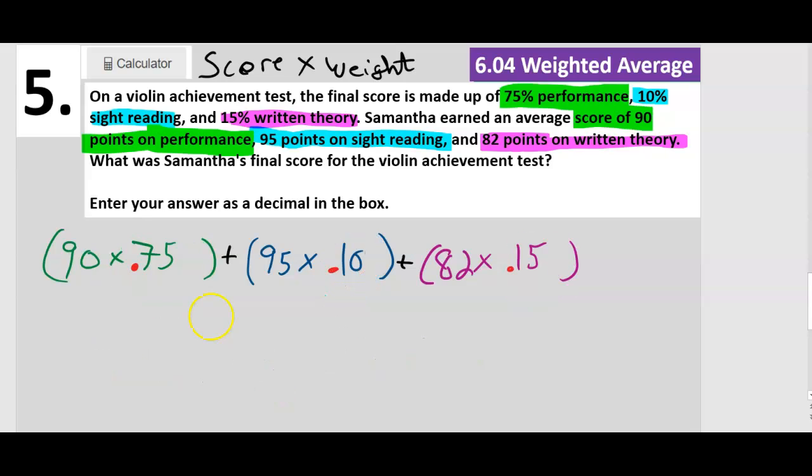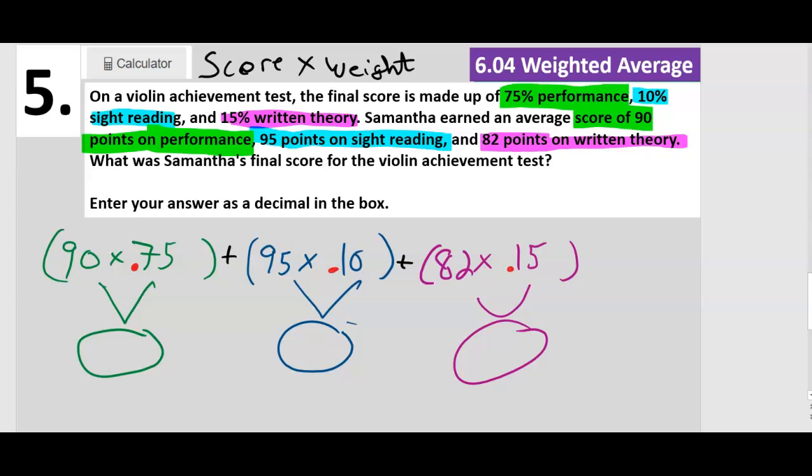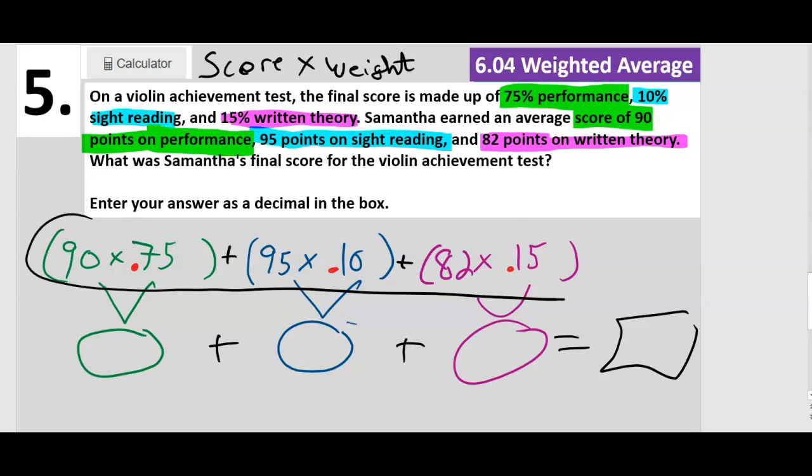Next. Okay, so I'm leaving you at this. You could plug this into the calculator, 90 times 0.75 plus 95 times 0.1 plus 82 times 0.15. But make sure you do this step one at a time. First, you need to multiply these two together, get your answer. Multiply these two together here, get your answer. Multiply these two together here, get your answer, and then go back to your calculator and add these things up. Because if you try to just go straight through on your calculator, it's not going to give you the right answer. Just saying.